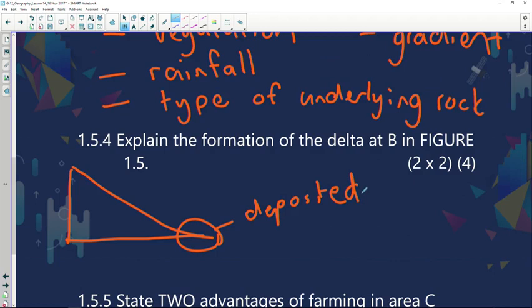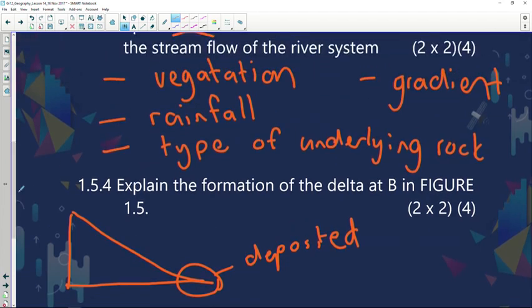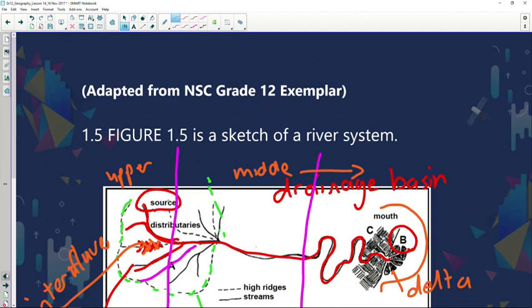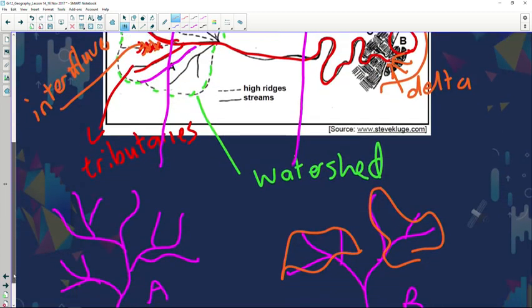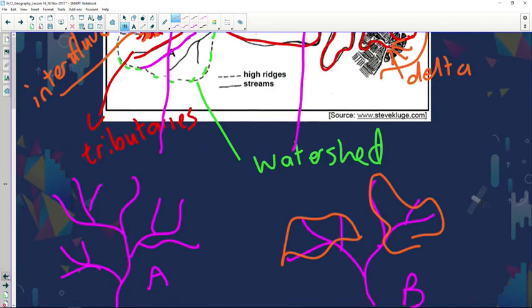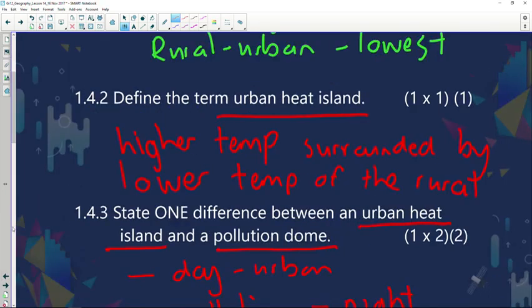And the mainstream splits up into smaller tributaries where it flows, where it's deposited, as you can see in this diagram over here. Because of all the deposition, it almost looks like a braided stream, but a braided stream we usually find in the lower course, whereas here at the delta it is because of the amount of deposition taking place. So what can we write over there?